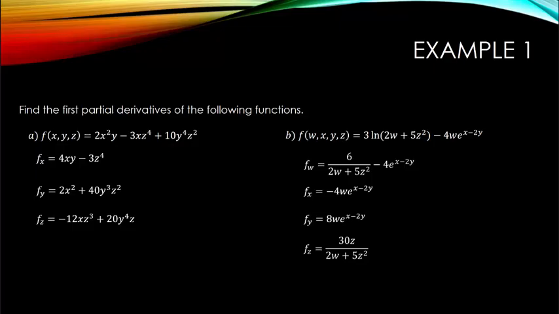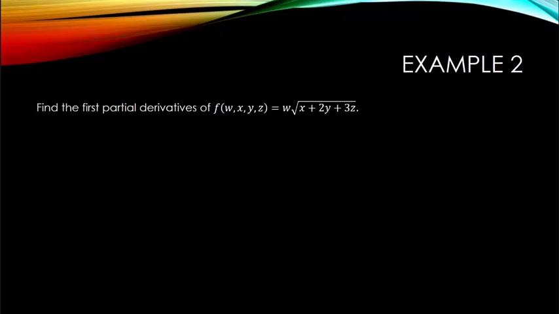Fz is equal to 30z divided by the quantity 2w plus 5z squared. In this case, the second term in my function contains no z variable, and therefore it acts entirely as a constant, and the derivative goes to 0. Here's another example. I want to find the first partial derivatives of the function f of wxyz is equal to w times the square root of x plus 2y plus 3z.